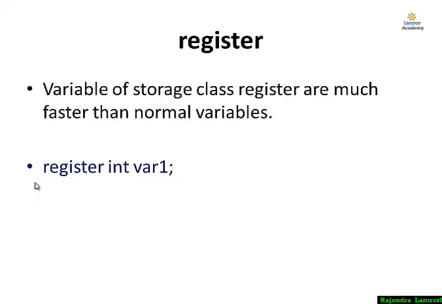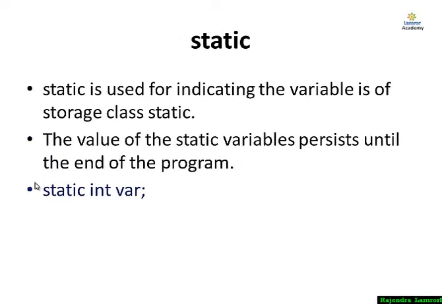And register is a storage class that is much faster than normal variables. If you want to make your program faster, then you can use register. For more information on register variables and how to use them, I will show you in the next tutorial. Static is used to indicate a variable of the storage classes. If you define a variable as static one time and change it anywhere in your program, it affects all the positions where the static variable is used.